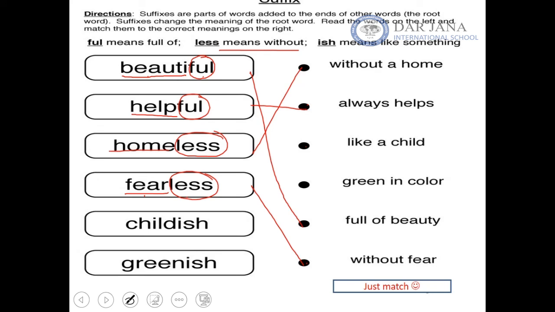Here we have childish. Remember, ish means like something. So ish, child: something like a child. It's going to be like a child right here. And last but not least, here we have greenish. It's like green, so something green in color. Good work, everyone. Keep it up.